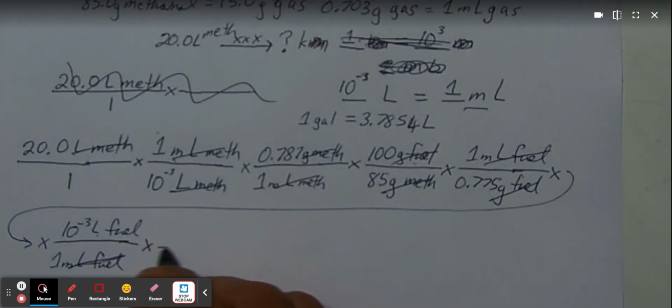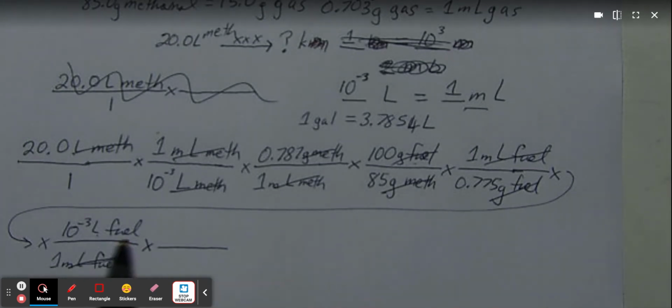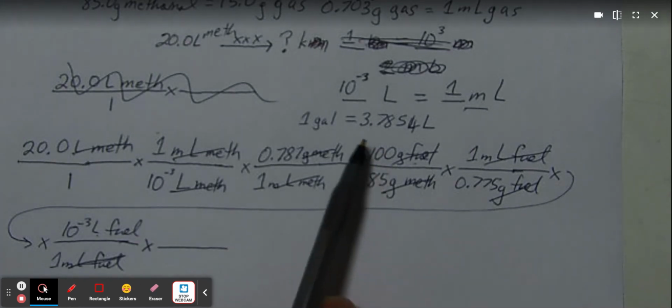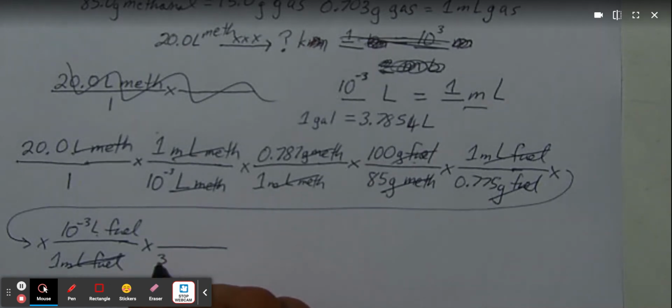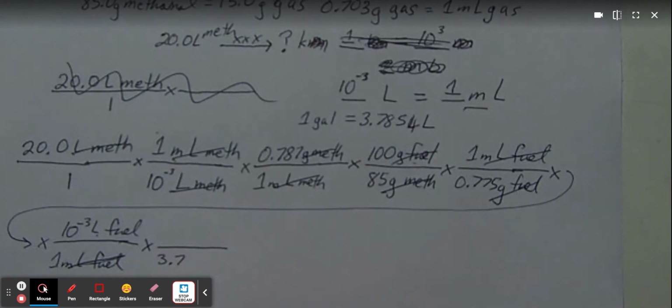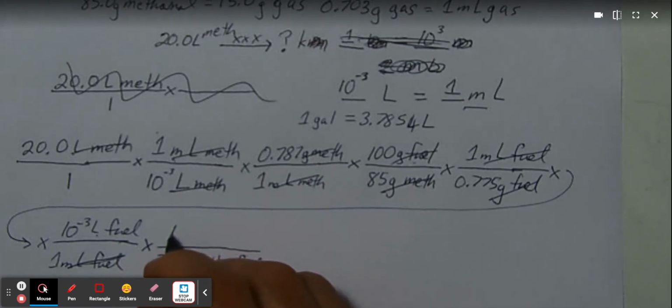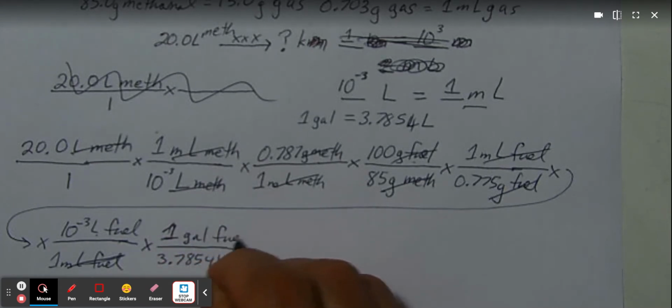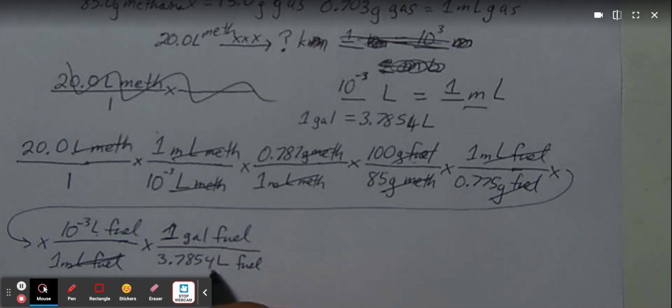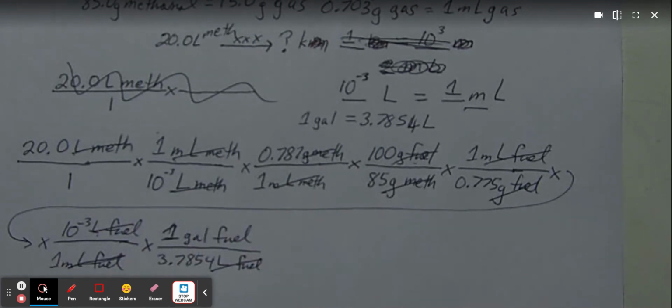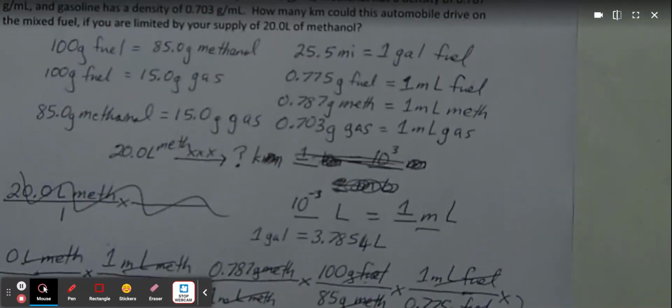Since I have liters of fuel on the top, I'm going to have to put liters on the bottom. So that's going to be 3.7854 liters of fuel, and then 1 gallon of fuel on top. So liters of fuel cancel out. And now I have gallons of fuel. Now I can go back up here.